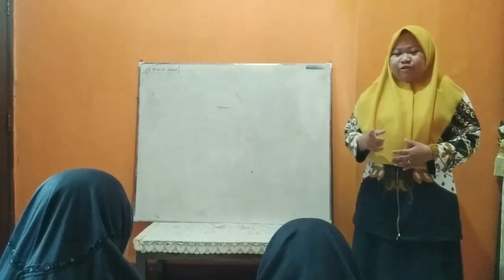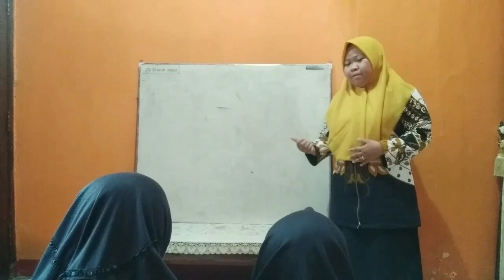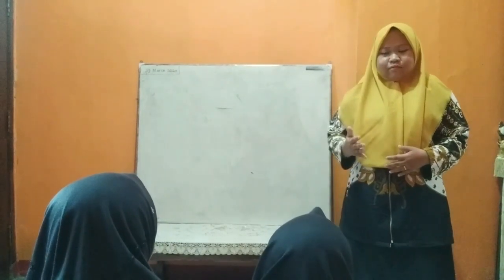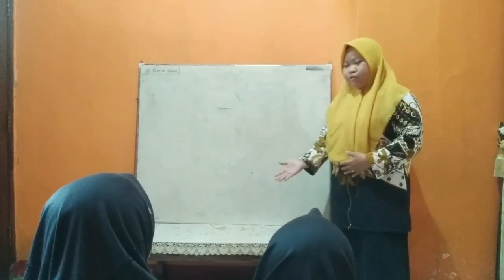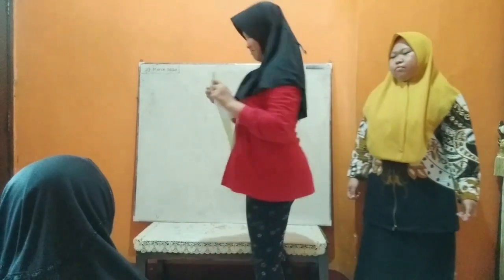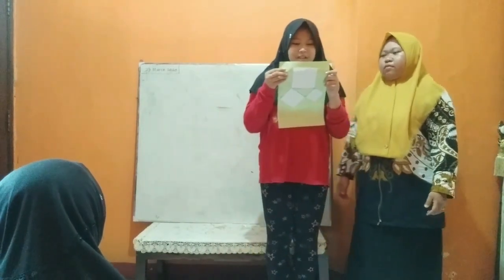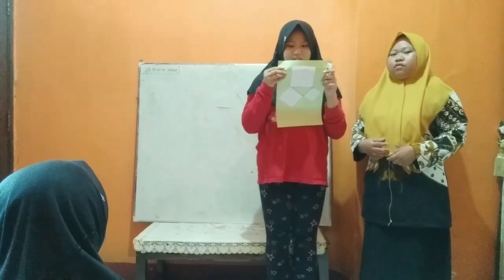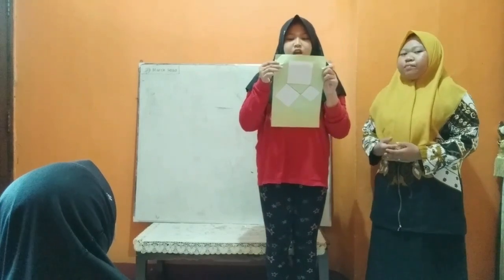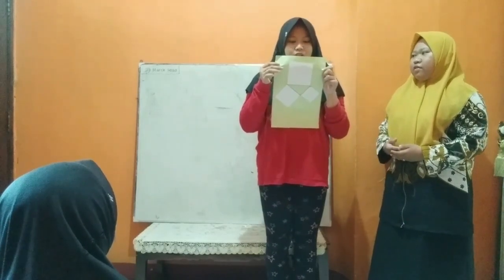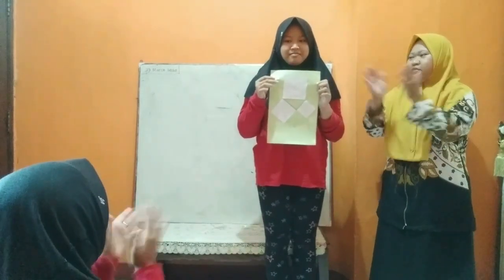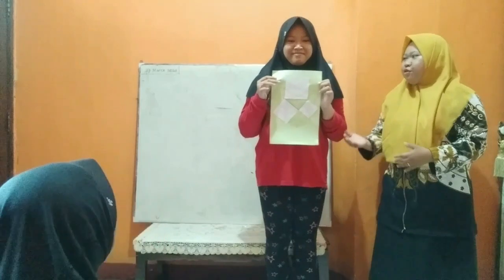Now, one student come in front of the class to present your result. Please, Diva, come to the front of the class. I want to present about proving the Pythagorean theorem. The largest square area is equal to the sum of the two small square areas. Good. Give applause. Thank you, Diva.